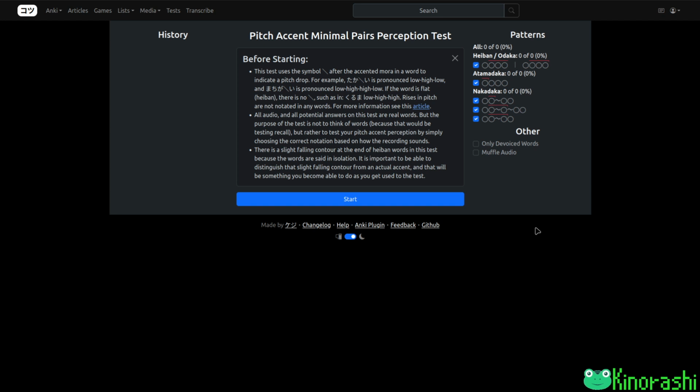Nakadaka verbs are a little more difficult to predict, but some generalizations do exist. The step down in the plain form always occurs for the final mora. Taberu, 食べる.